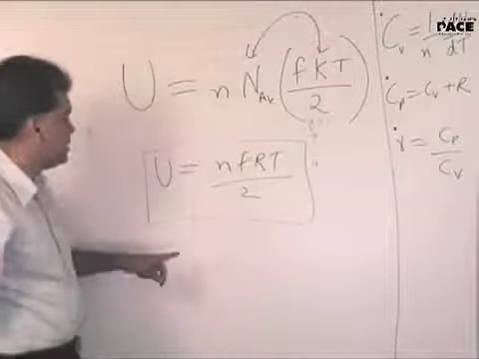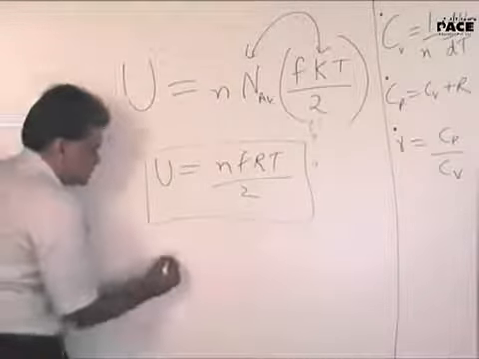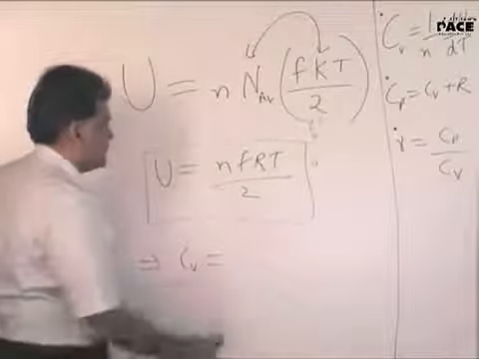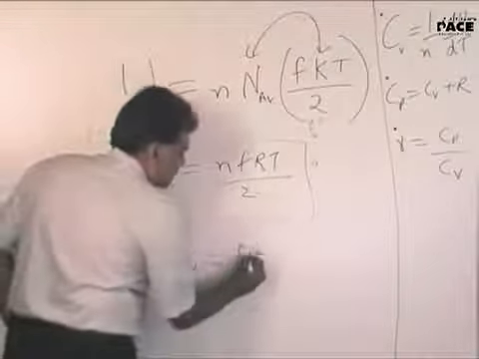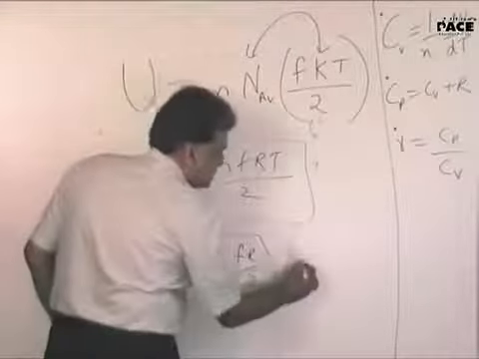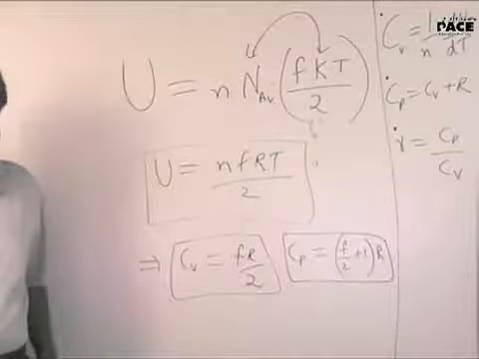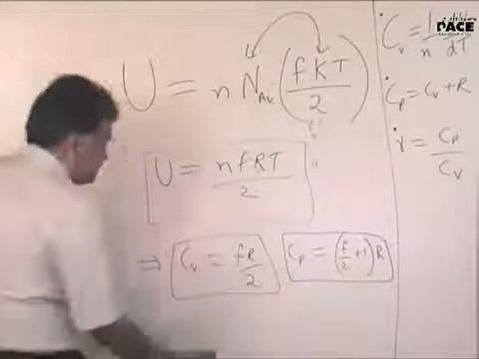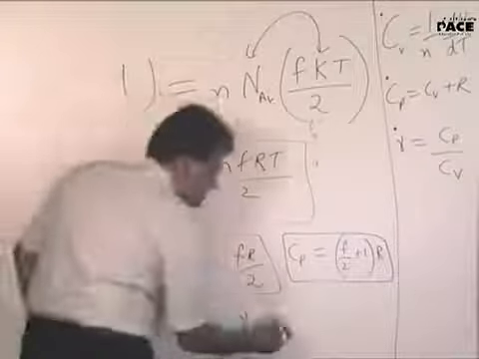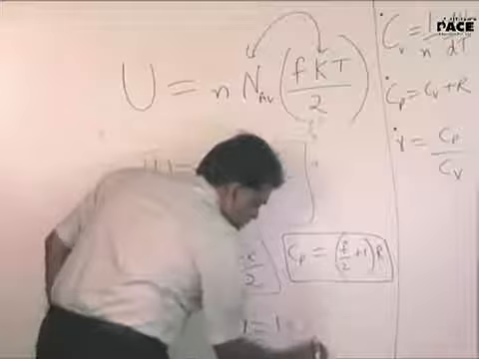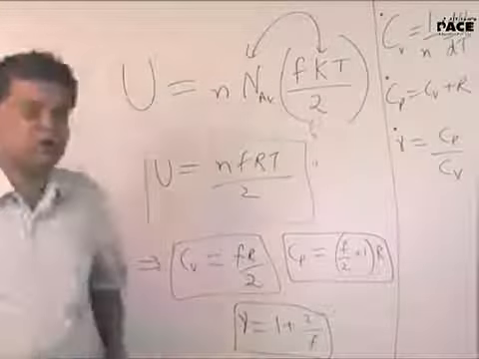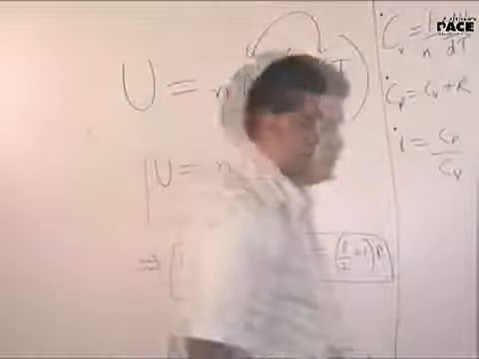Now, can you give me a formula for Cv from here? What is Cv? Yeah, we differentiate that. So we get F R by 2. That's another formula for you. What is Cp? That will be Cv plus R. And what is gamma? Cp by Cv, that is 1 plus 2 by F. That's another formula. So take care of all the boxes. These are the new formulae we have developed and we'll be using them.